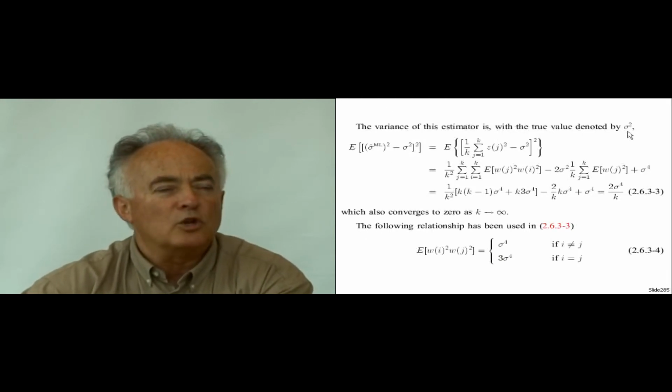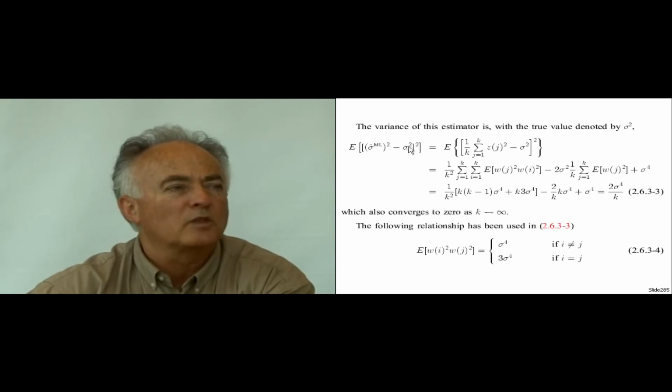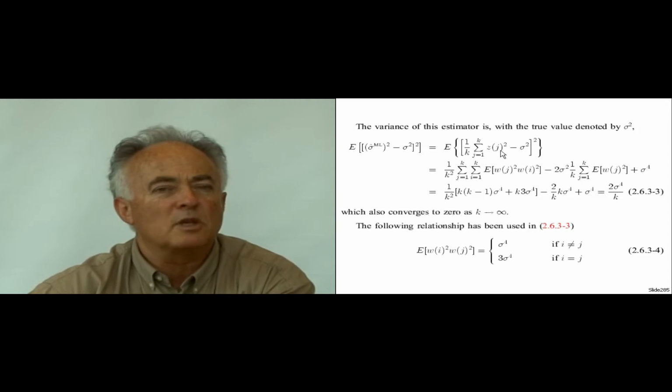So the next step we want to find out is the variance of the sample variance. Okay, the true value will be denoted by sigma square. So we have the expected value of our estimated value for the variance, sigma hat ML squared, minus the true value sigma square, the whole thing squared. So what we do is we subtract here the sigma square, and this is our sample variance. And substituting, each zj is really, in this case, because the mean is 0 and known, a wj.